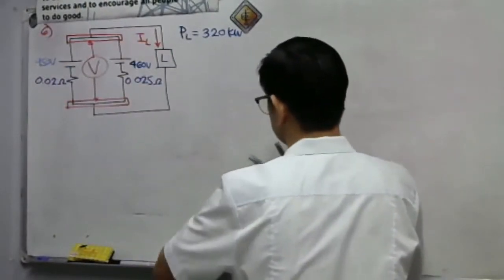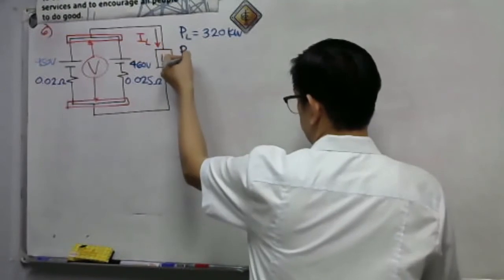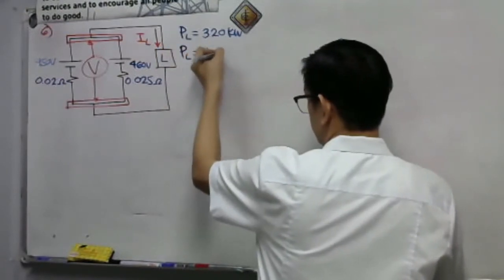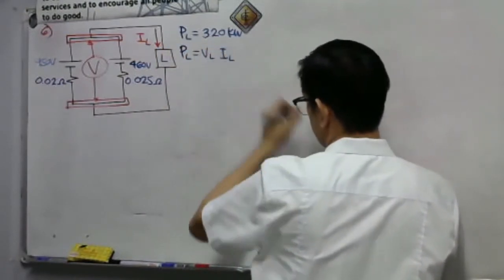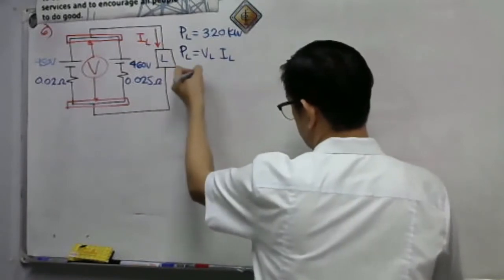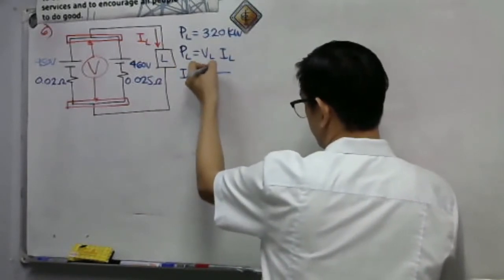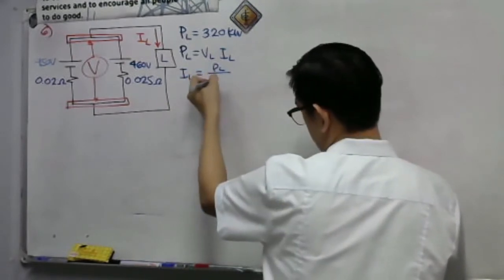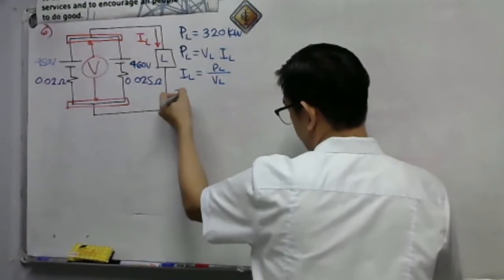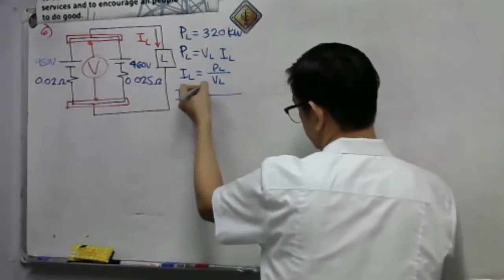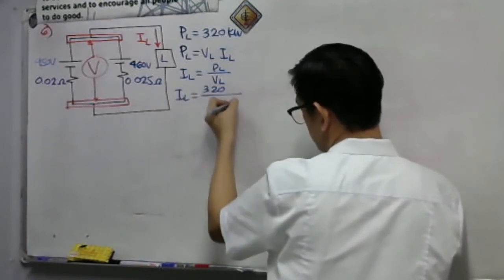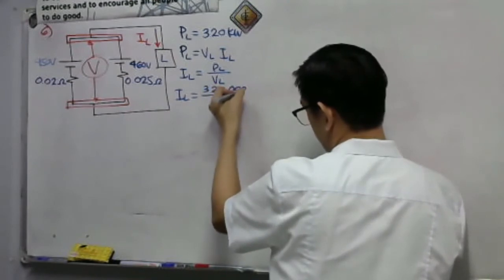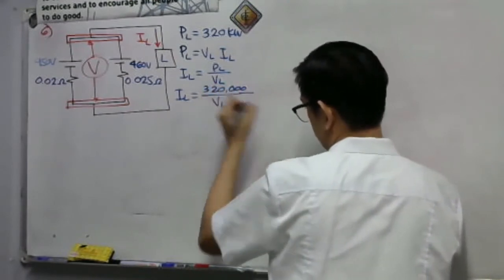And of course, PL is equal to VL times IL. Then our IL will be equal to PL over VL. Of course, our IL will be 320 kilowatts, or 320,000 watts, divided by VL.